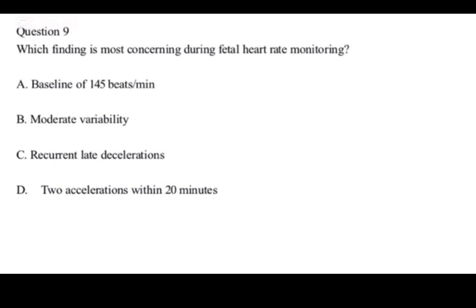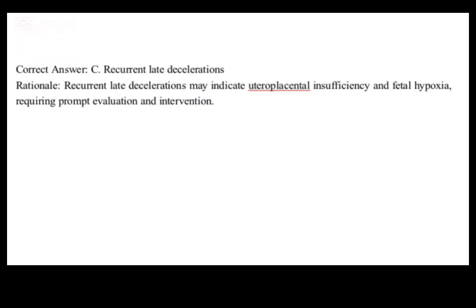Question 9. Which finding is most concerning during fetal heart rate monitoring? A. Baseline of 145 beats/min. B. Moderate variability. C. Recurrent late decelerations. D. Two accelerations within 20 minutes. Correct answer, C. Recurrent late decelerations. Rationale: recurrent late decelerations may indicate uteroplacental insufficiency and fetal hypoxia, requiring prompt evaluation and intervention.